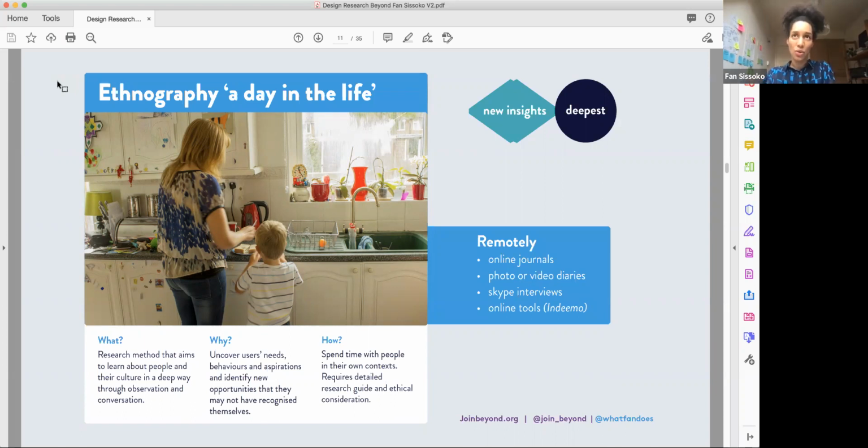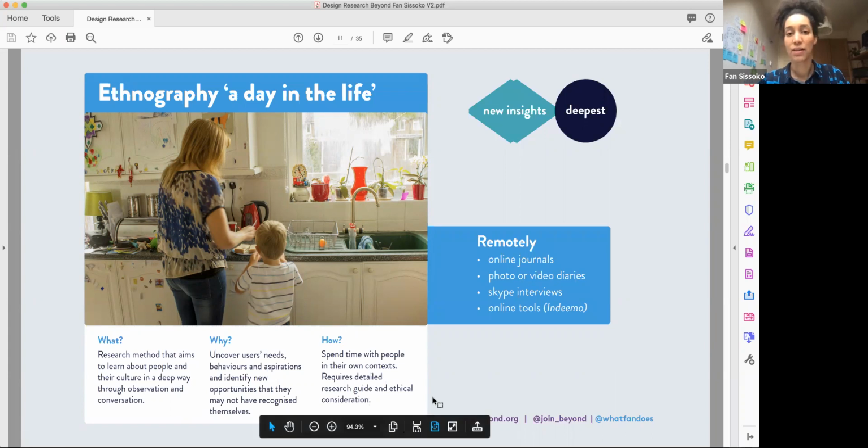And what it looks like is more like a day in the life of somebody. So typically you would be maybe meeting someone in their home or in a context that they're familiar with. You would come in with some questions, but you'll also have enough space during the time that you're with them for informal conversation, observation, for them to show you their life as they want you to see it. So it's about understanding people's needs and behaviors and aspirations in their own context.